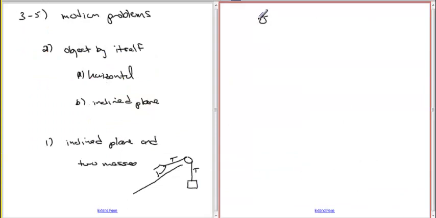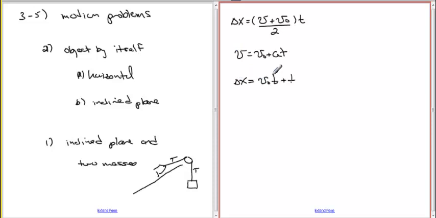From chapter 2, we have that the displacement is the average of the initial and final velocities times the time. We have that v is equal to v0 plus a times t. We have that delta x is equal to v0 t plus 1/2 a t squared, and this one, we tend to use a lot, and this should look familiar. We're doing energy right now, so this is pretty much conservation of energy. Okay, so those are the 4 kinematic equations.